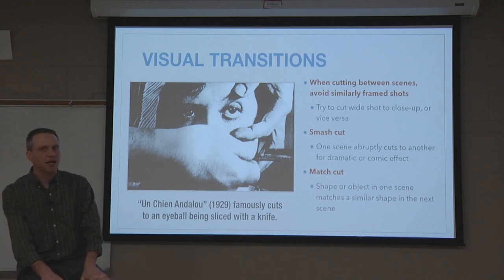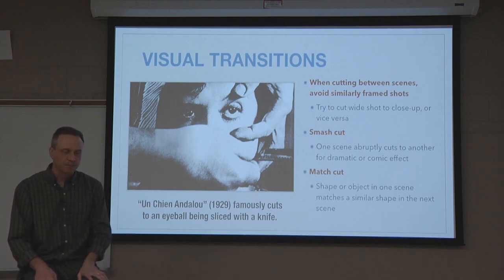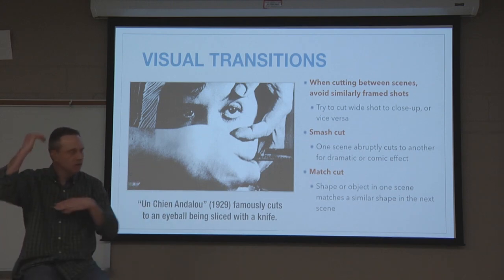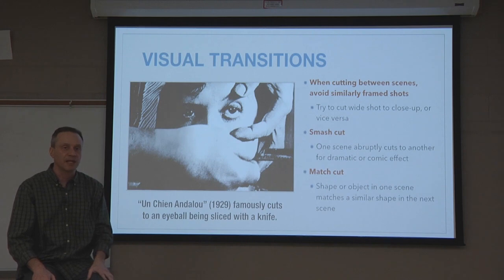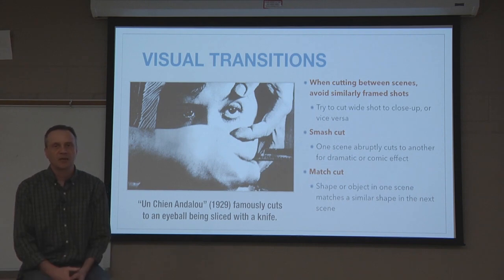Okay, smash cuts. This here is an example of a smash cut. This is a famous film in which we have a close-up, you see right here, of somebody with a straight razor, and then the next image you're going to see is an actual eyeball being sliced. It's one of the famous smash cuts in film history. Now, it wasn't actually the woman's eye, it was the eye of a dead pig, but still, it's a very startling image.